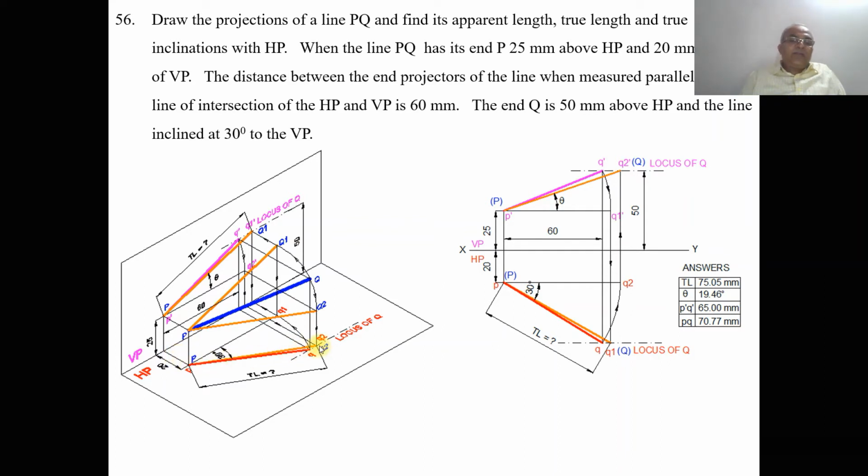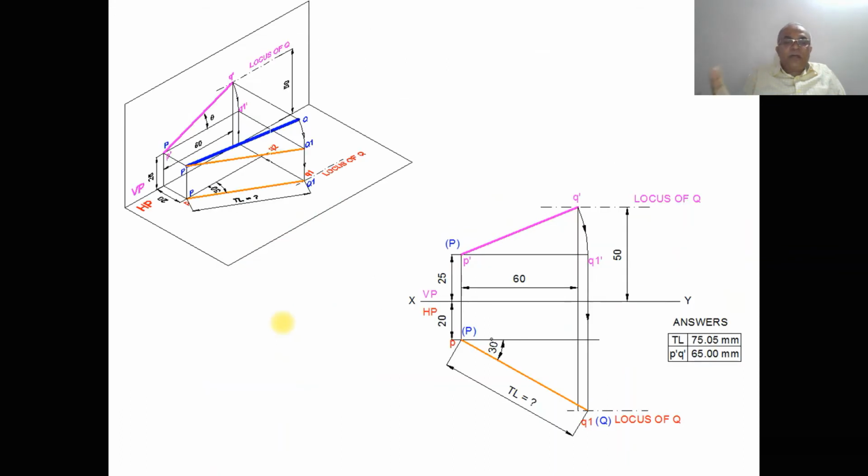Now how can we see that image in the vertical plane? You can see that P dash Q2 dash is the line which is parallel to HP. Since it is parallel to HP, we can see the true length in HP here, which is PQ2. So this is how we can analyze it in 3D. When you are doing it manually, stepwise, we can see here. Initially, we have 50 mm above HP. So now we have the point P, which is 25 mm above HP and 20 mm in front of VP. And you have Q, which is above HP by 50 mm.